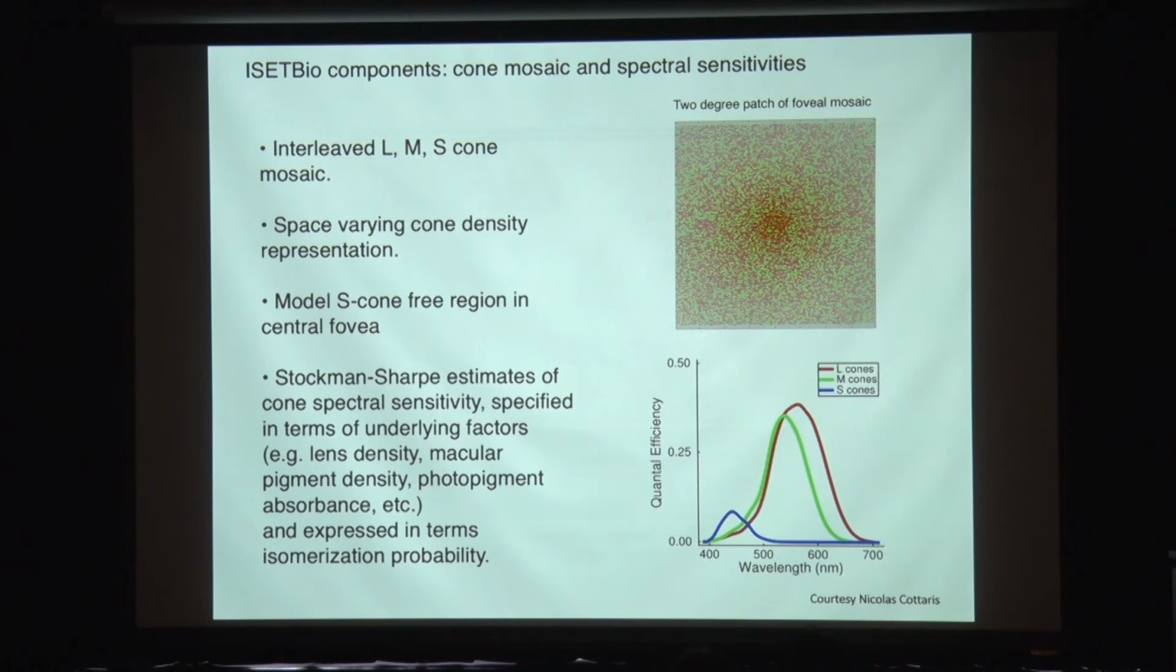The next thing that we characterize is the locations of the cone mosaics. There are 3 classes of cones with their distinct spectral sensitivities.